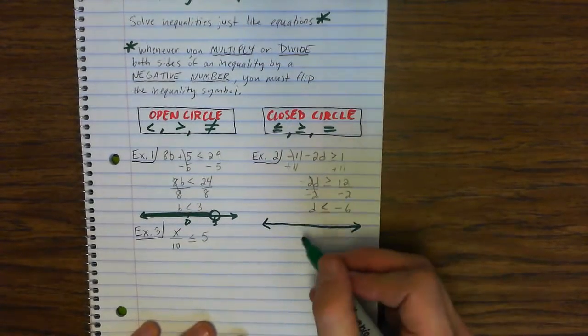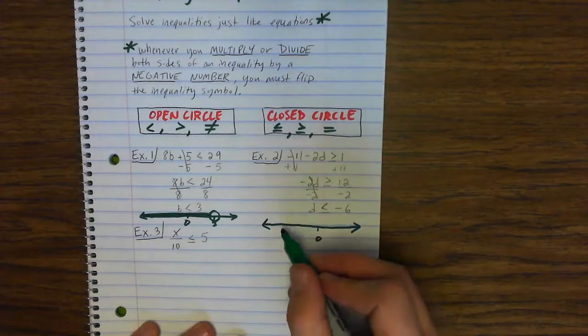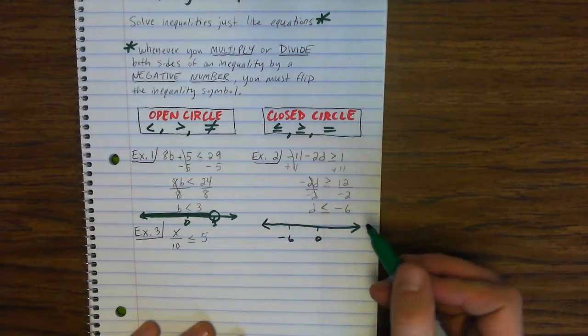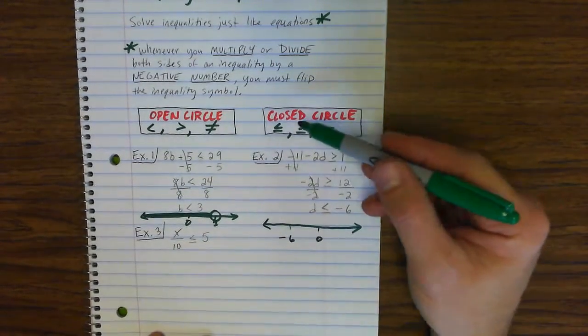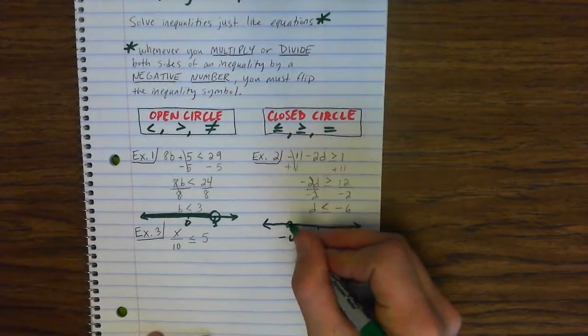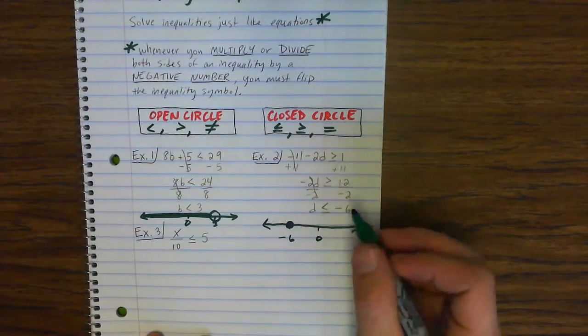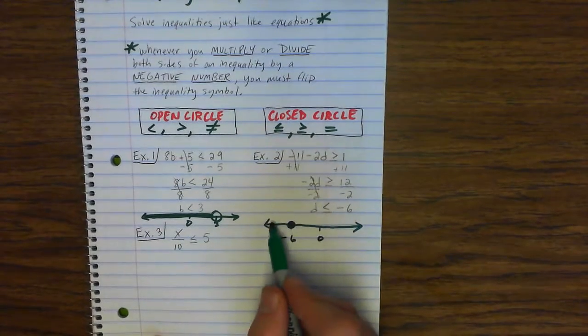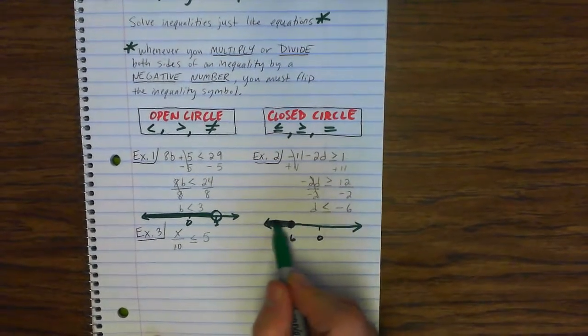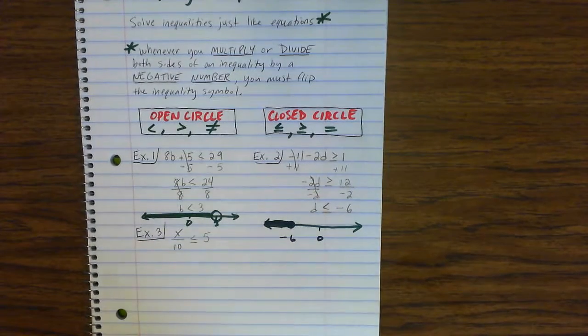So if I have 0 here on my number line, negative 6 would be this direction. D is less than or equal to, so that's going to be a closed circle at negative 6, because it could be equal to negative 6, but d could also be less than negative 6, so I'm going to shade to the left of that negative 6. That's what that graph should look like. You need to copy all this down into your notebook. Pause the video if you need to.